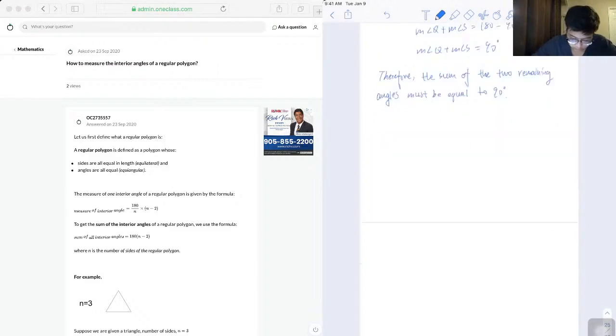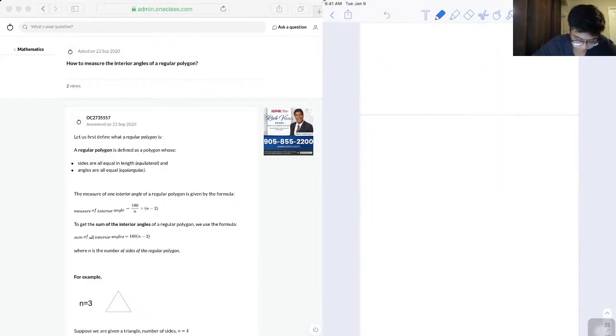Okay, so our next question is asking us how to measure the interior angles of a regular polygon.